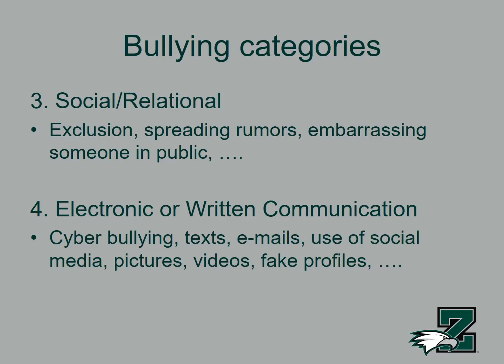The third category is social relational. This is where a bully uses their social status to intentionally cause harm to someone else and then repeats that behavior. And then the fourth category is electronic written communication. And this seems to be the issue that comes to us the most at school, where one student uses their social media or texting to potentially hit all three prongs on the legal definition.